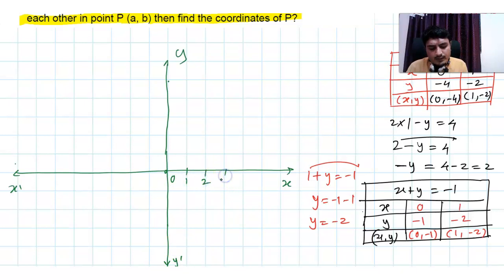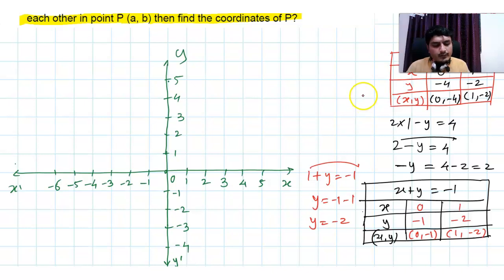Towards the right of the origin we have the positive integers that are equally distributed. Towards the left of the origin we have all the negative integers, again equally distributed. That means the distance between successive unit places is the same or equal. Vertically upward we have all the positive integers, again equally distributed, and vertically downward we have all the negative integers, again equally distributed.